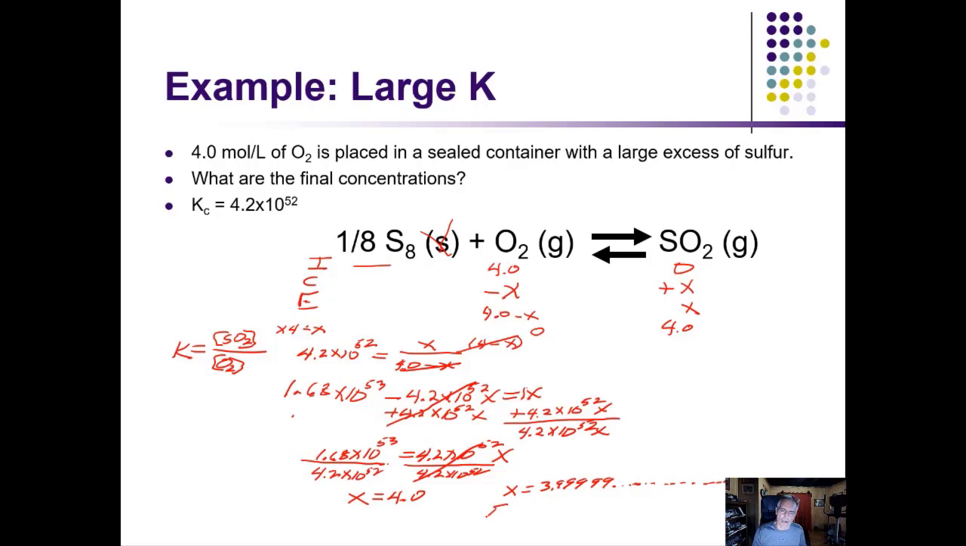In reality, my O2 concentration could be described as 0.000000, and I would have to, again, go out to those 52 decimal places in order to get to a single non-zero digit. Okay? All right, hopefully you understand that. Bottom line, if you have a really large K, assume the reaction goes all the way to products.